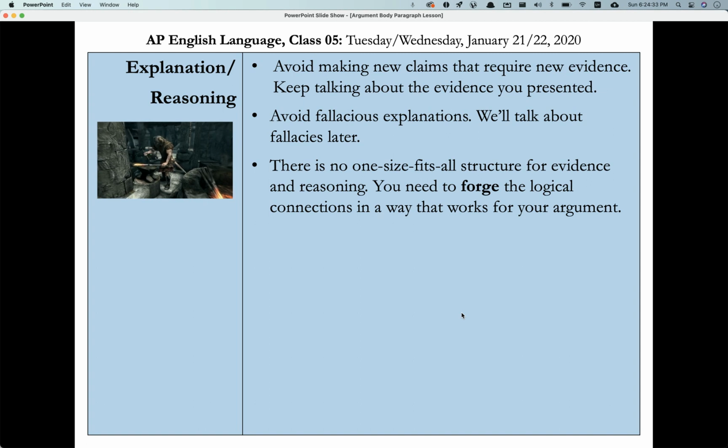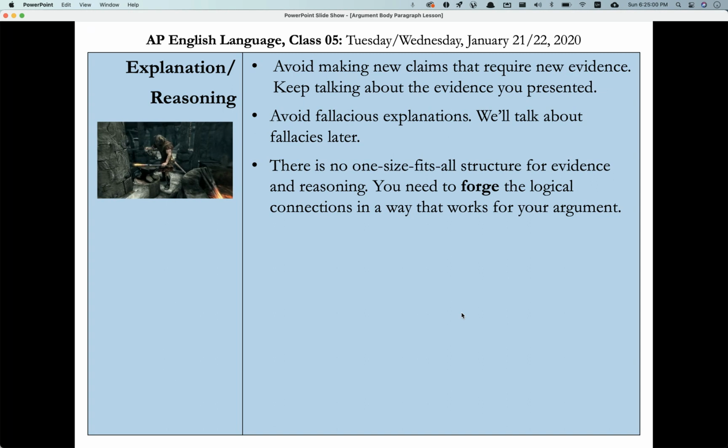So there's no one-size-fits-all structure for evidence and reasoning. I think this is the most important thing I can tell you here, honestly. It's not like in rhetorical analysis where I can tell you, if you do this thing and then you do this thing and then you do that thing one at a time and you just follow the structure, you'll end up with a good paper, even sometimes a great paper without a lot of extra thinking beyond the structure itself. But in argumentation, it's just not that way.